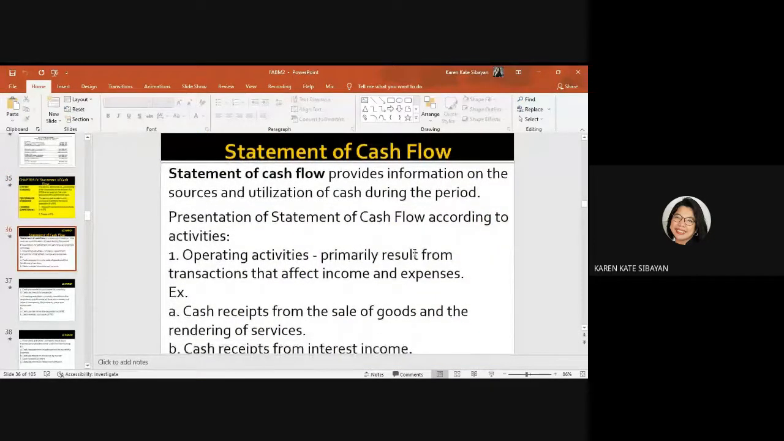So, as I said, a statement of cash flow provides information on the sources and utilization of cash during the period. Presentation of statement of cash flow according to activities. So, there are 3 activities, okay? One is the operating activities. Under the operating activities, class, the only concern here is any transactions in relation to cash that can affect your income and expenses.